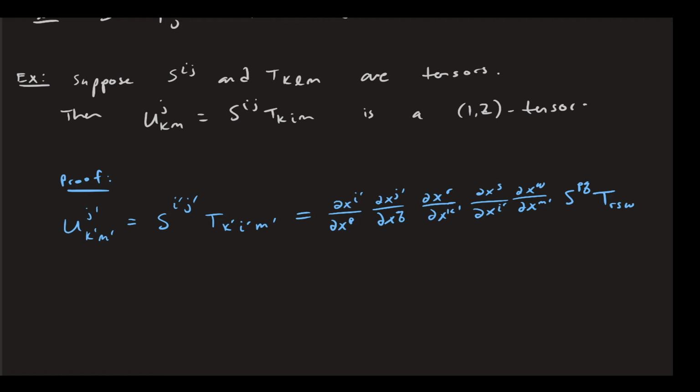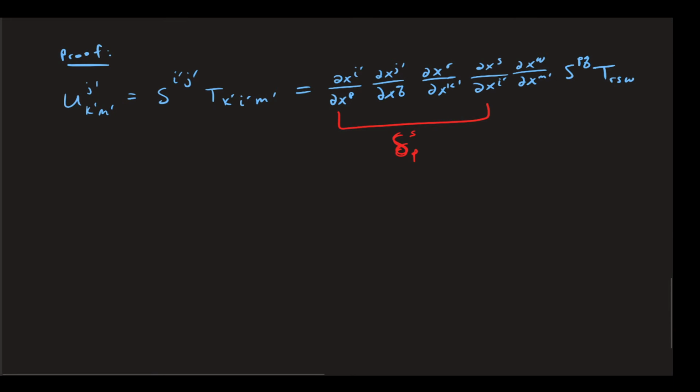I can actually create a Kronecker delta with the i primes here and here. This is actually just going to be delta SP. Right, that's just the multivariable chain rule going backwards. We get a delta SP from that. So we get delta SP, ∂xj'/∂xq, ∂xr/∂xk', ∂xw/∂xm'.